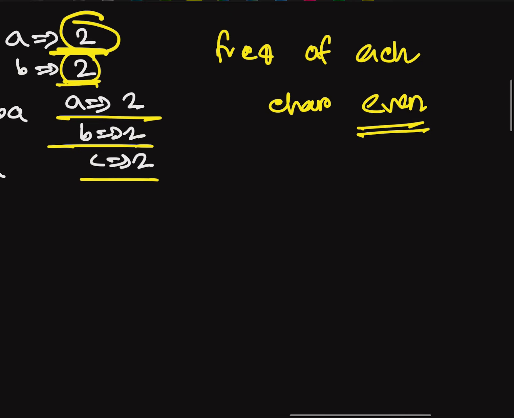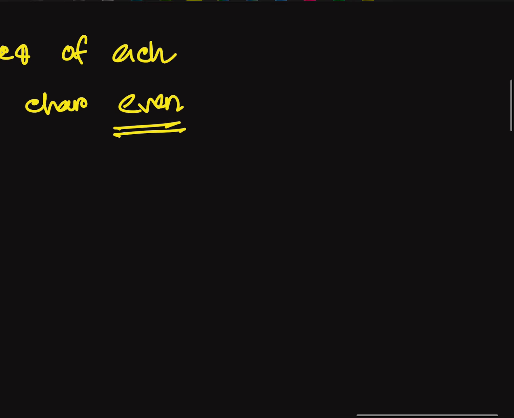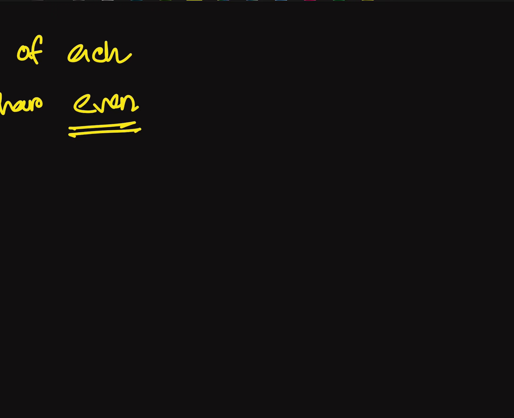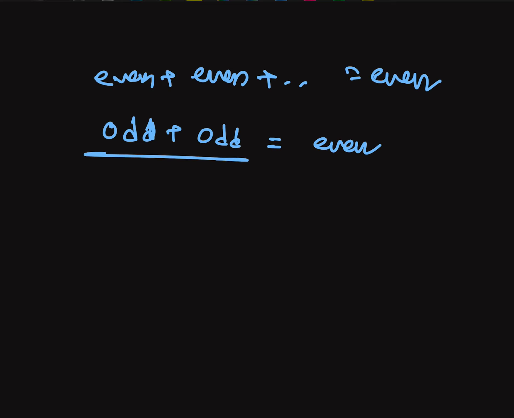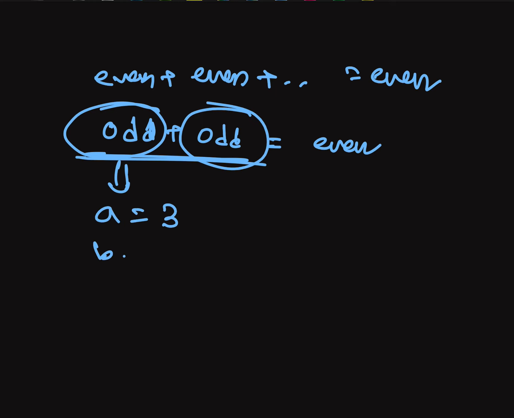If the frequency of each character is even, then we can get an even length string. How can we get an even length string? If we add the frequencies and all are even, we get only even. Otherwise it will be odd plus odd, and then we can also get even. But if the frequency of each character is odd, is a palindrome possible? Let's see. Suppose the frequency of A is 3 and B is 3. The string length will be even. But we have to check whether an even palindrome is actually possible or not.